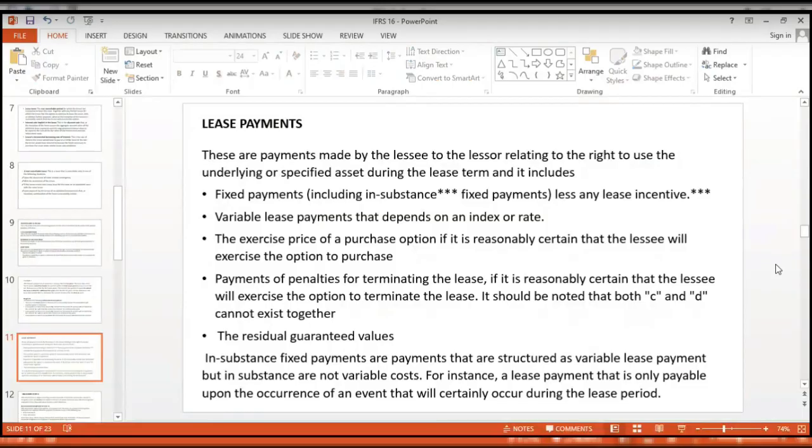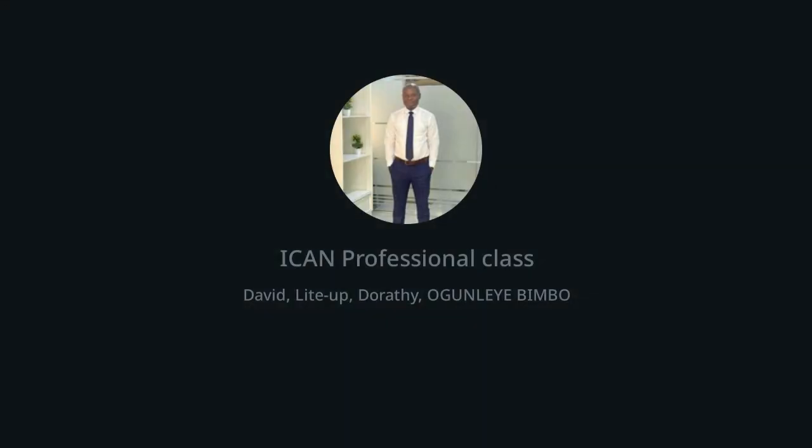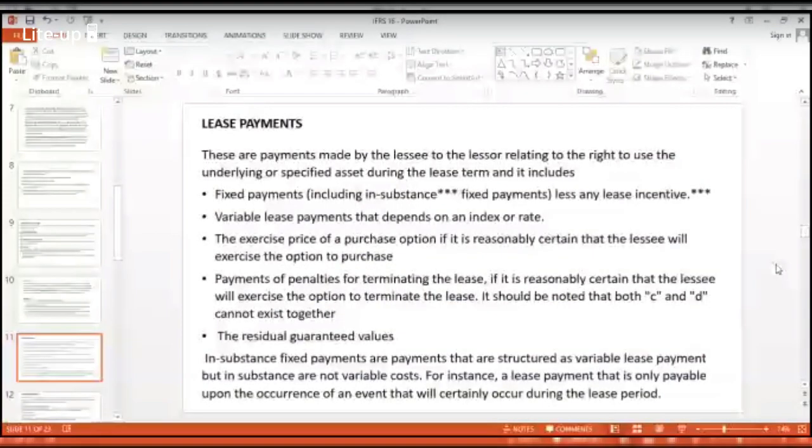Payment of penalties for terminating the lease. If it is reasonably certain that the lessee will exercise the option to terminate. So if we say, okay, the arrangement is 5 years, but if we terminate before 5 years, you're going to pay a penalty, maybe 20% of your annual lease payment. If we are sure that the lessee will terminate, then that 20% will be added to part of the lease payment. Then the residual guaranteed values, that is the value of the leased property, the underlying assets under lease after the lease arrangement, is part of the lease payment that must be calculated.